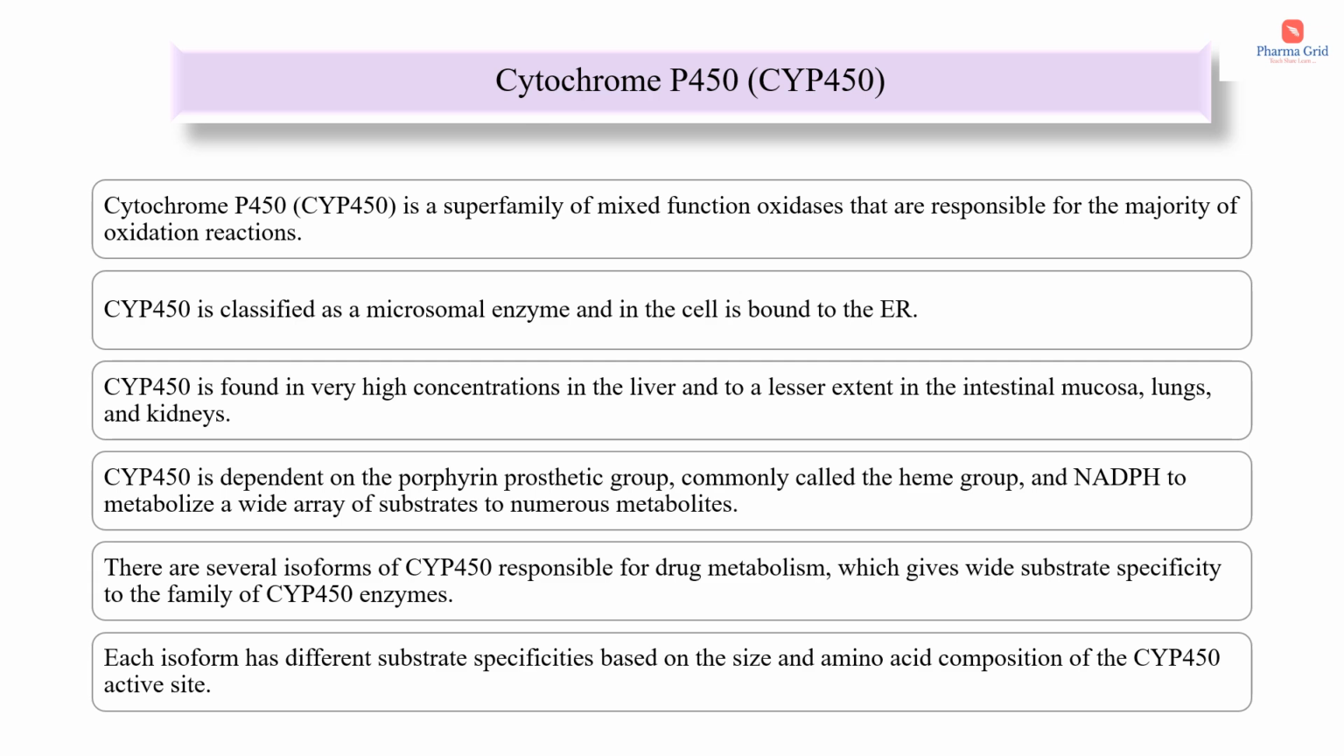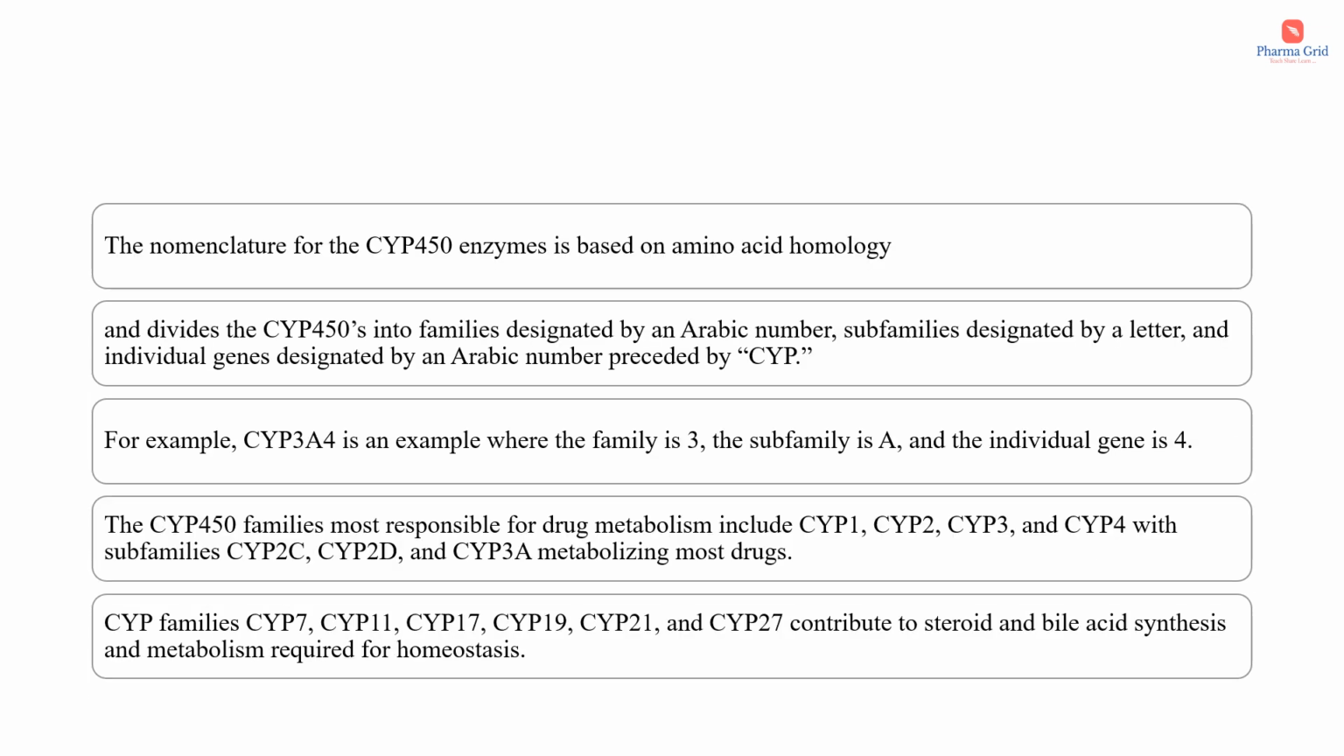The nomenclature for the cytochrome P450 enzymes is based on amino acid homology and divides the cytochrome P450s into families designated by an Arabic number, then subfamilies designated by a letter, and individual genes designated by an Arabic number preceded by CYP. Let's take an example of one cytochrome P450 enzyme, that is CYP3A4. Here the family number is 3, the subfamily is A and the individual gene is 4.